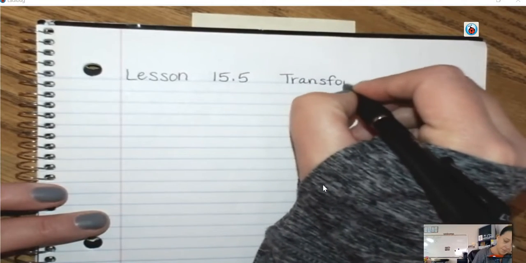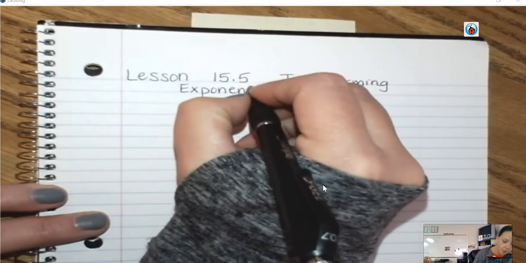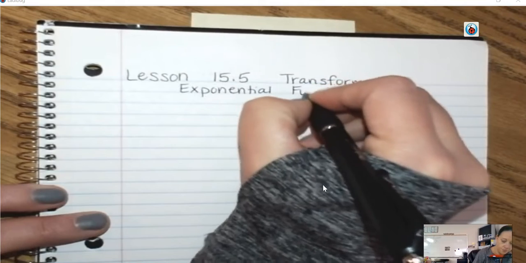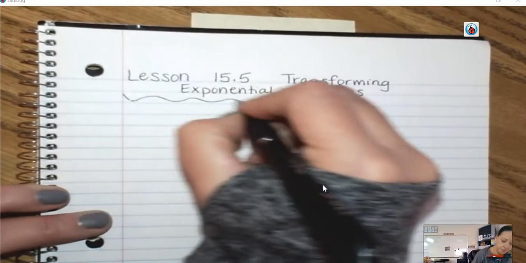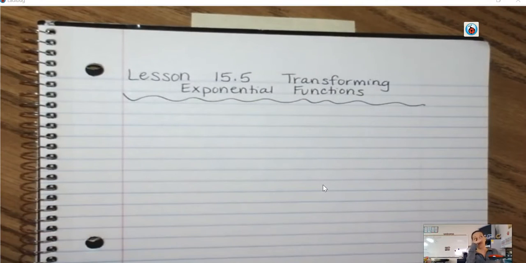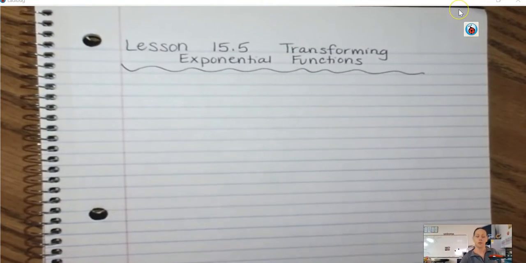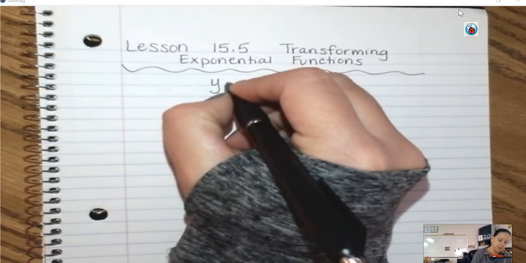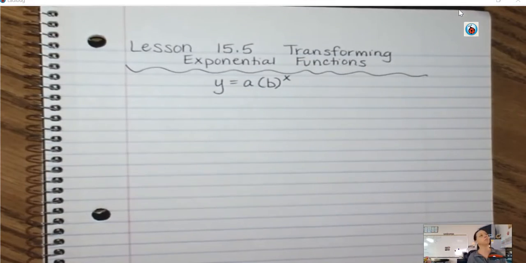Transforming, which means moving, transforming exponential functions. So today we're working on how those exponential graphs move left, right, they squish or they pull away from the x-axis. So the original equation is always y equals a times b to the x power.